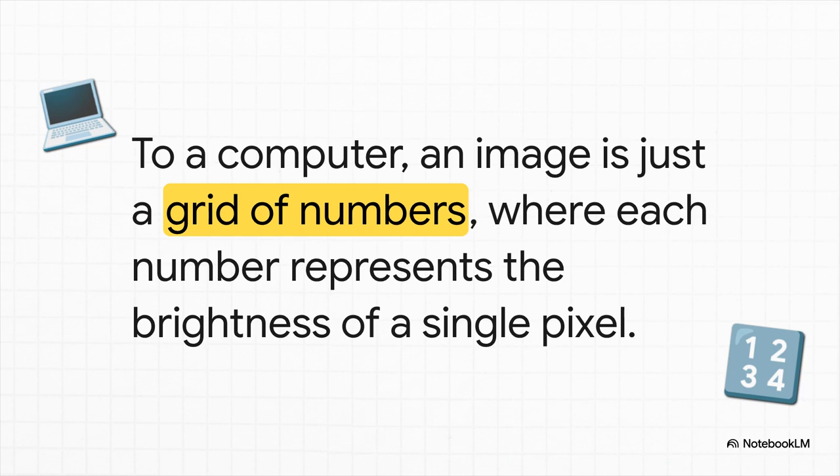And get this, for a color image, it's actually 3 of those grids, one for red, one for green, and one for blue, all stacked on top of each other. So the entire challenge of computer vision really boils down to this. How do you teach a machine to find meaningful patterns, things like edges, textures, and shapes, when all it has to work with is this sea of pixels?